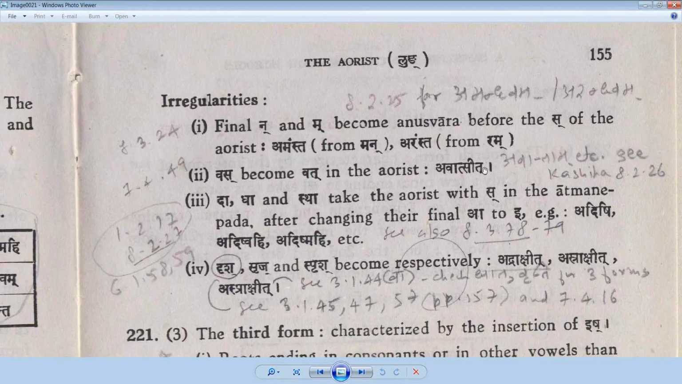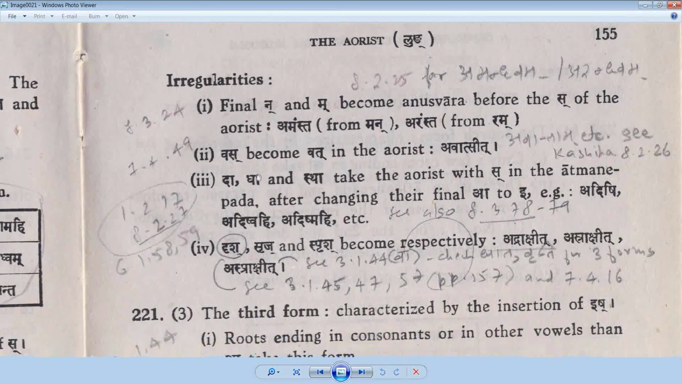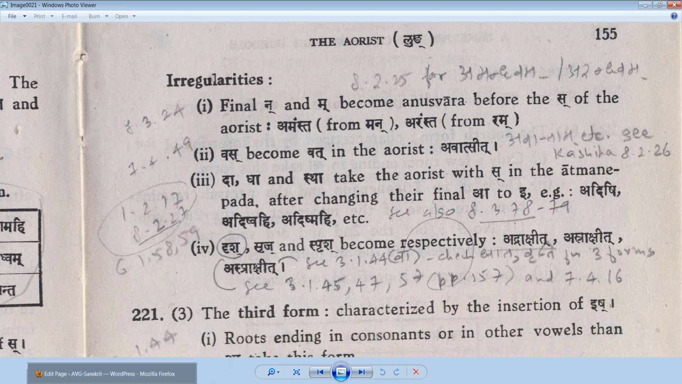Okay, now let us look at this one. Time is running out. Maybe we can just do this point. Maybe this sutram says that da, dha, and stha take the aorist sa in the atmanipada after changing the final r to e. Adishi, adishvahi, adishmahi. Okay, this is the sutram, which is stagbhoricha.